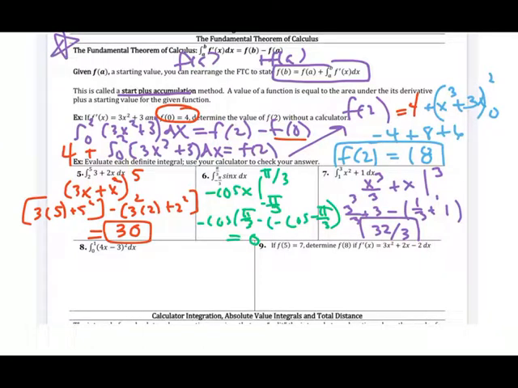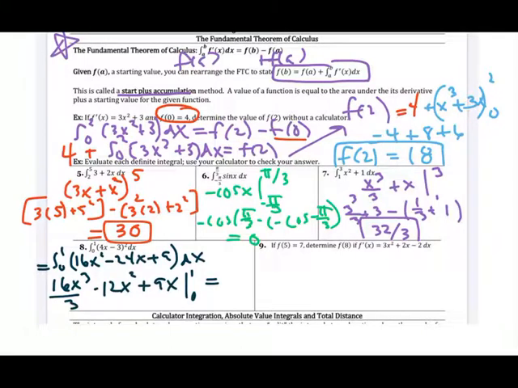On number 8, I recommend that you expand that out to have a trinomial, because then it will be easier to integrate using the power rule. So when you integrate, that's going to give you 16x to the third minus 12x squared plus 9x, evaluated from 1 to 0. If I plug in 0, everything is 0. If I plug in 1, I'm just going to get 16 over 3 minus 12 plus 9, which is just going to be 7 over 3.